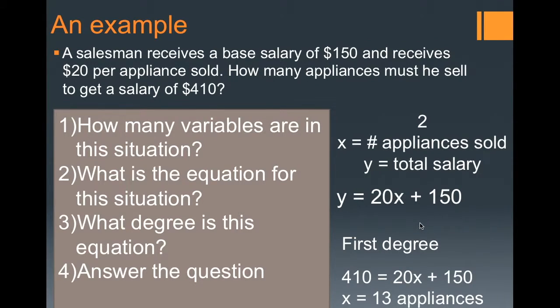And if we were to answer this question, how many appliances must he sell to get a salary of $410? You make this equation equal to 410, and if you simplify and solve for x, you will get 13 appliances. So this is an example of a first degree equation with two variables, x and y.